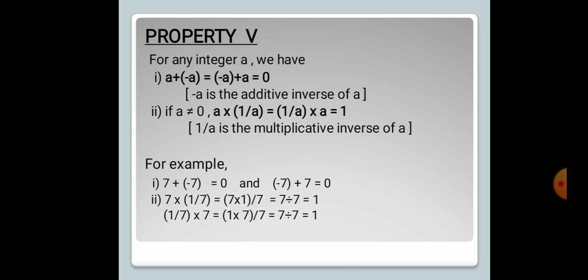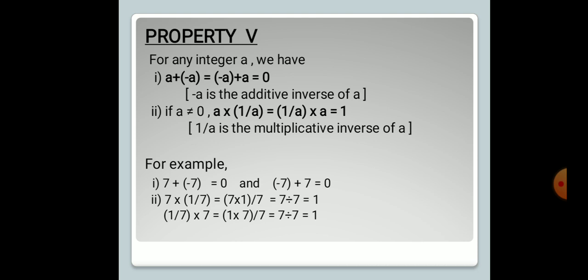A plus minus A and minus A plus A is equal to 0. That is, 7 plus minus 7 or minus 7 plus 7 is equal to 0. Then the next one: if A is not equal to 0, A must be a non-zero number, then A into 1 by A is equal to 1 by A into A is equal to 1.